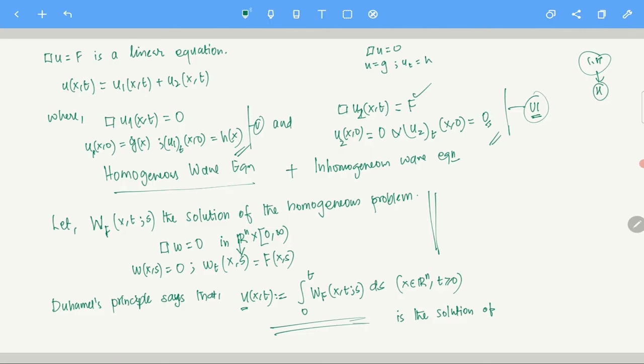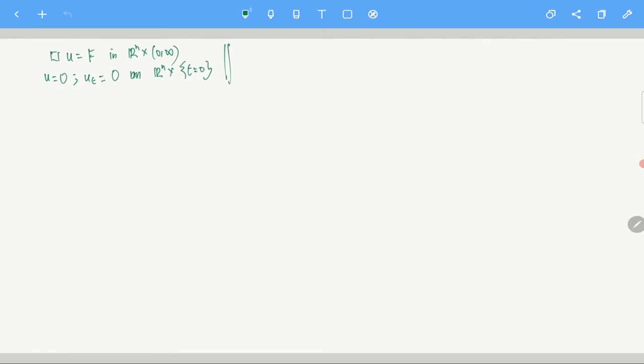Clear? Okay. So let me write down the theorem, and then we'll go from there. So theorem 4. Theorem for the non-homogeneous problem. So basically, let's write it like the non-homogeneous wave equation.